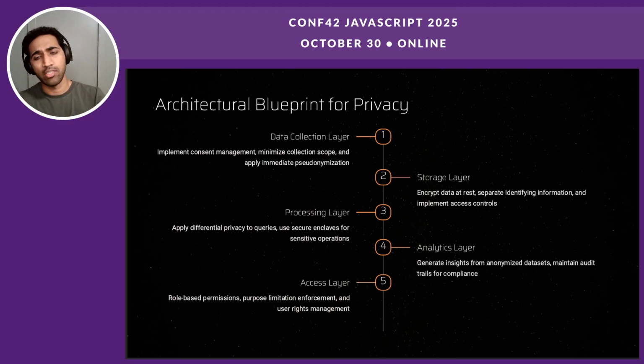Layer three is processing, and you're applying differential privacy across all queries and using secure enclaves for sensitive operations. You're not just running user level information, you're trying to aggregate, k-anonymization, k-means clustering, or any of these techniques that we have discussed so far. And for the analytics, you're only generating insights from anonymized data sets. You're going back to your storage layer two, where you're only extracting or using the data from the de-identified data.